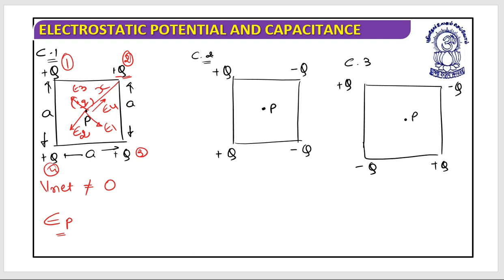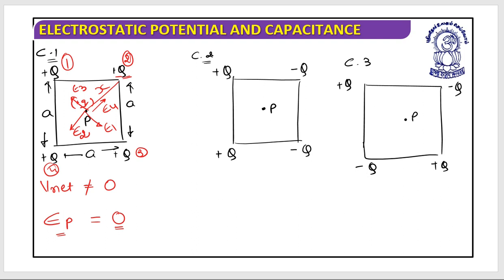So all these four electric fields are in different directions, but they are of the same magnitude. So the electric field at point P will be zero. So this is the first case where V net is not equal to zero, but the electric field at point P would be equal to zero.